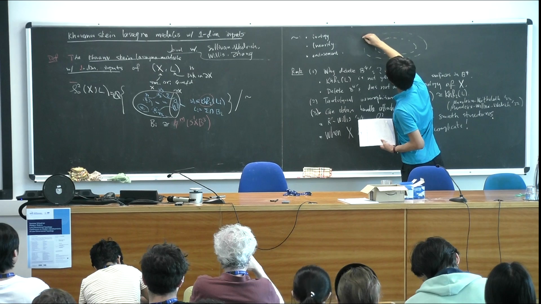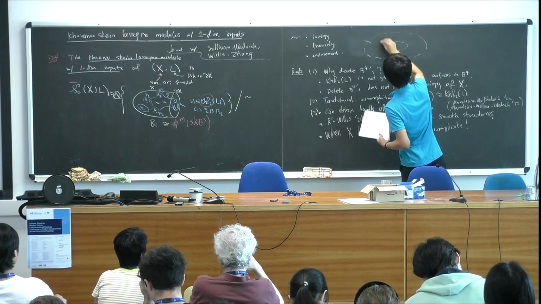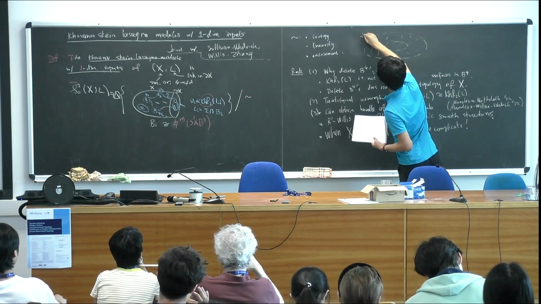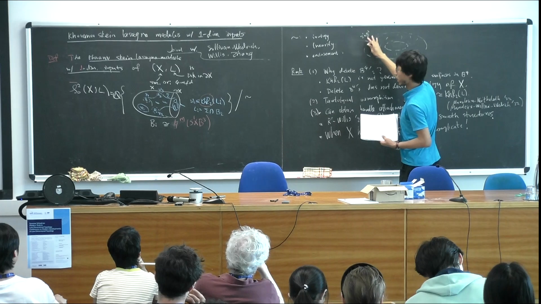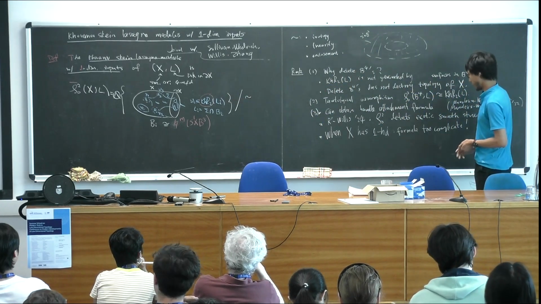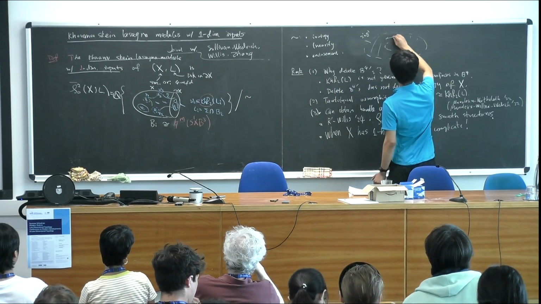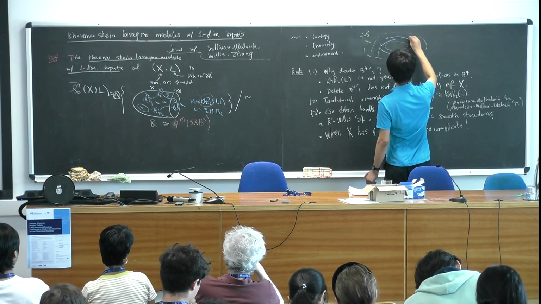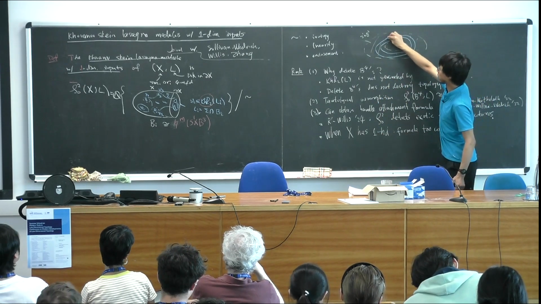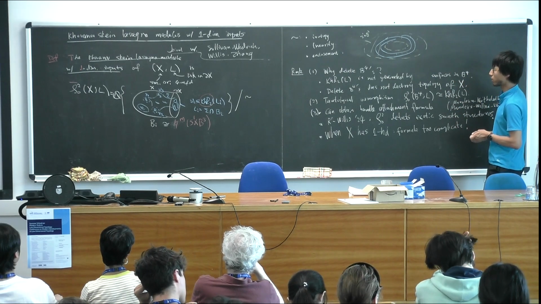Maybe let me put this smaller. So this shaded region is my S1. It's a copy of S1 times B3 embedded somewhere in my manifold. And inside of it, maybe I have a curve winding around the S1 direction twice, like this. This is an embedded curve in the interior.